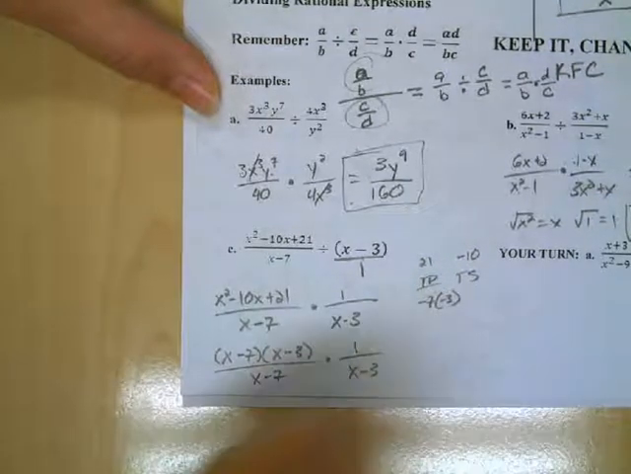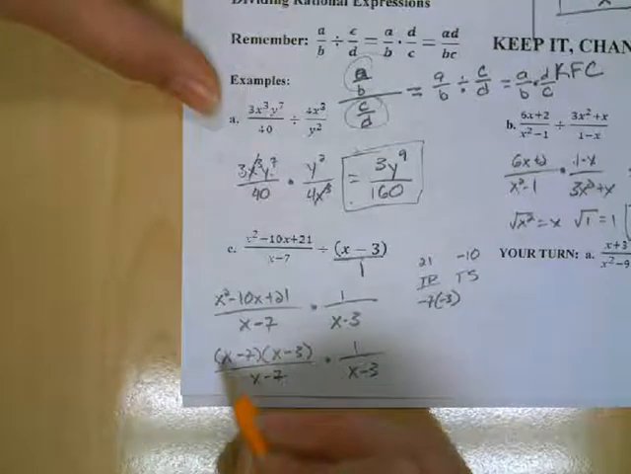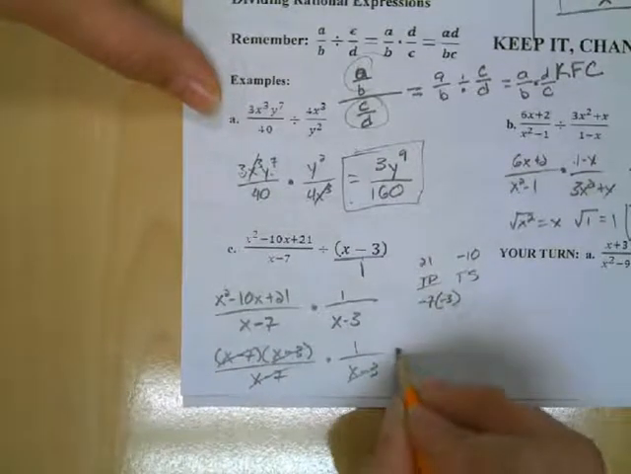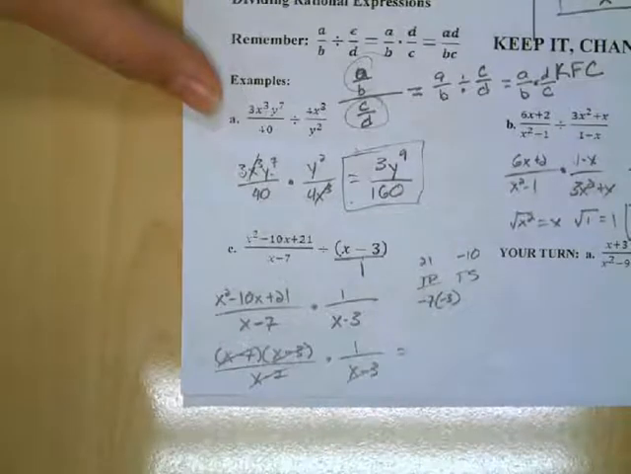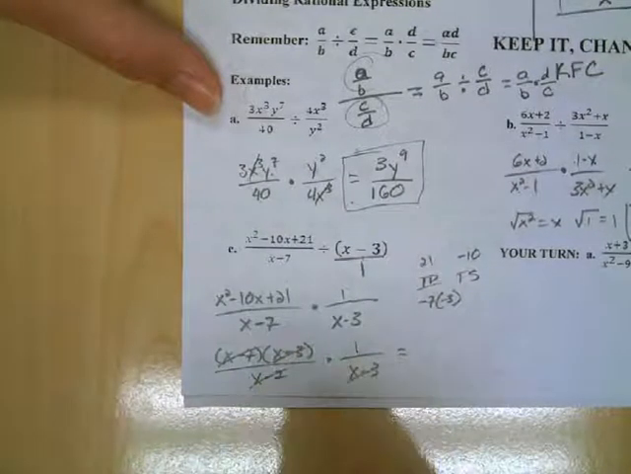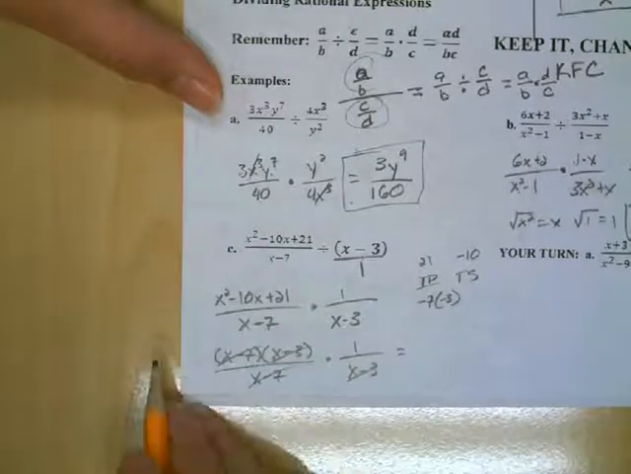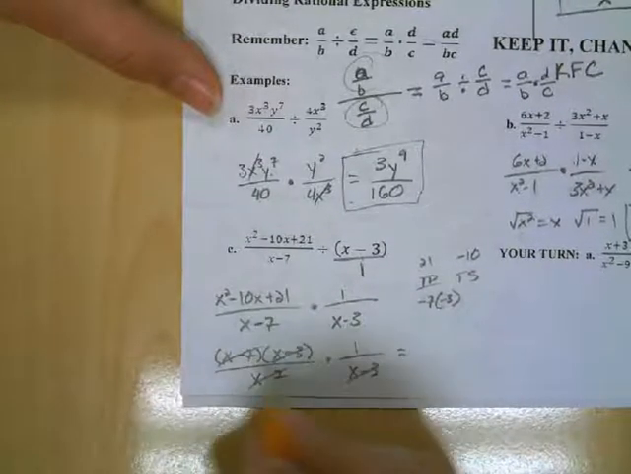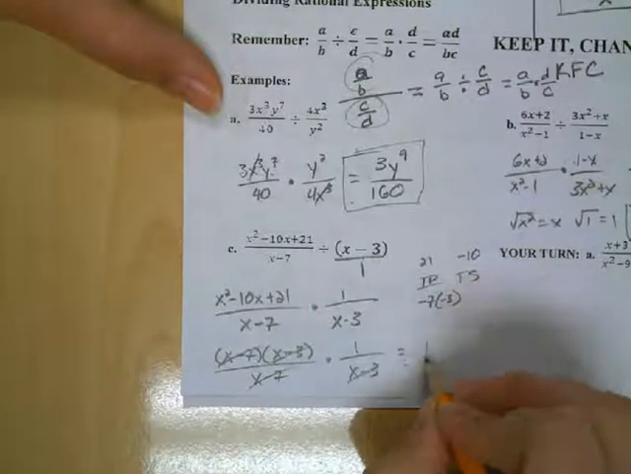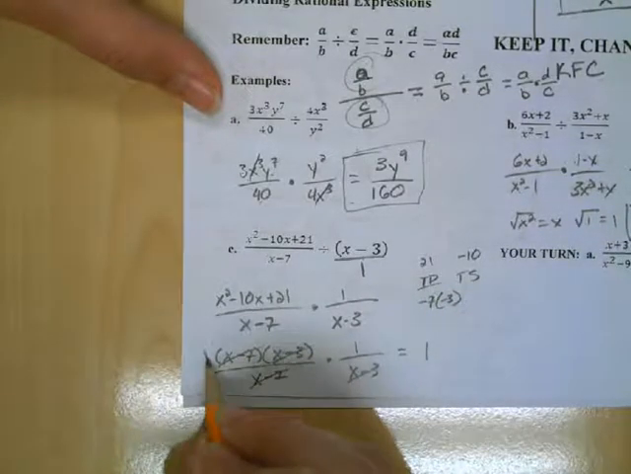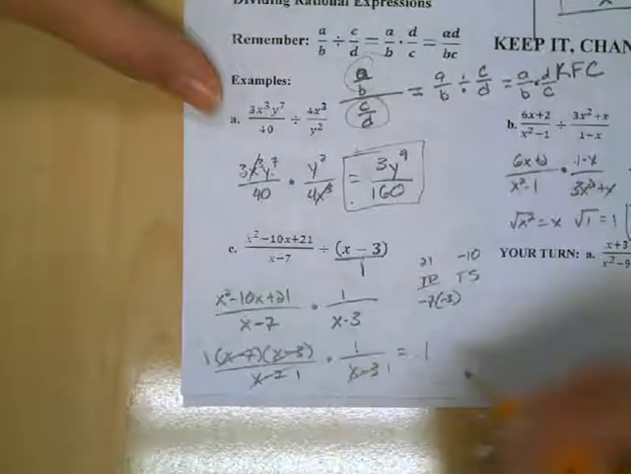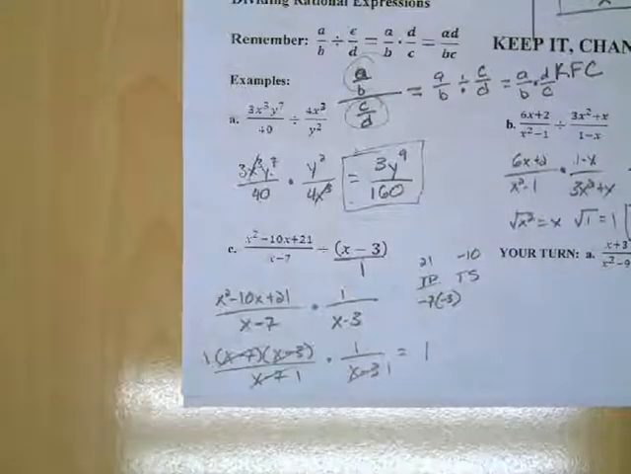Cancel everything that matches. X minus 7's go, x minus 3's go. Always keep in mind that really what we're doing here is dividing. So if everything goes, you have to leave a 1 in its place. So we end up with 1 over 1, which is just going to be 1. We'll end up with a 1 up here. 1 times 1 is 1. We end up with a 1 times 1 on bottom, which is just 1, so 1 over 1 is 1.